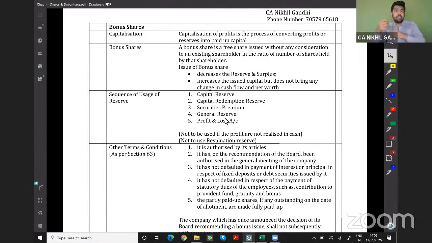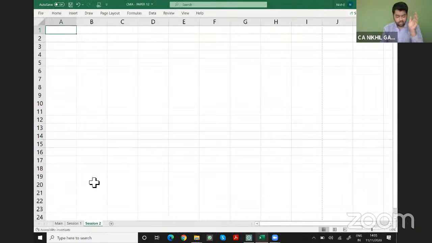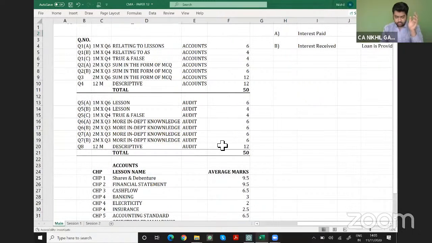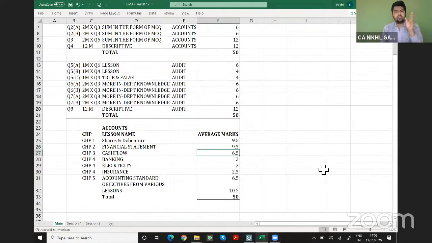Session number 2, we will begin with chapter 1 only. See, before starting session number 2, we have covered our chapter number 2 and chapter number 3 100%. If you see the weightage as well, it will be around 9.5 and 6.5. So around we have covered 16 marks.